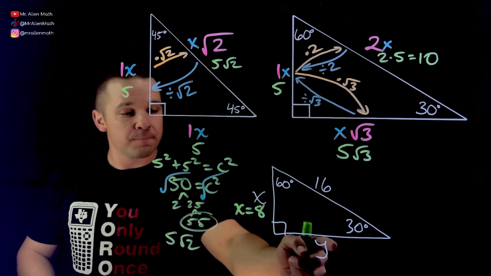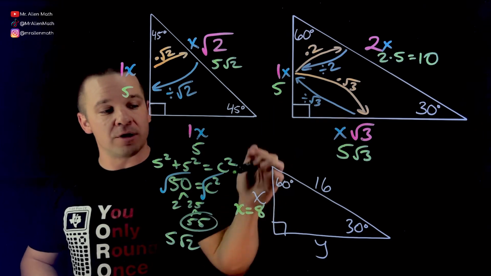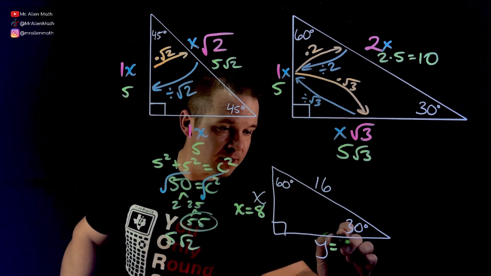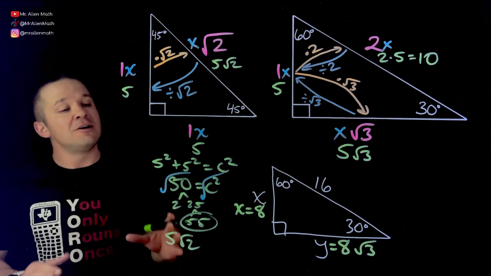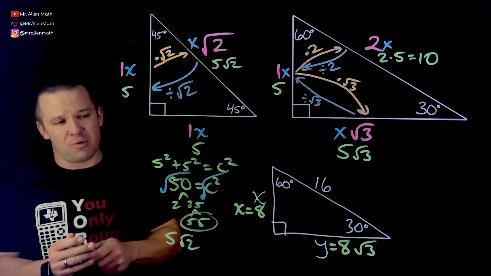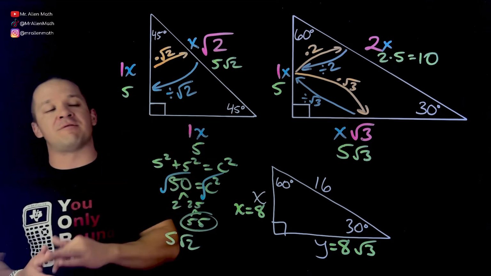How do I get to my medium-sized side? I got to multiply by the square root of 3. So this makes y 8 square root 3. If you don't believe me that this magic works, you can check it with Pythag, but I assure you that it does. So wonderful, fantastic, 30, 60, 90, and 45, 45, 90 triangles.